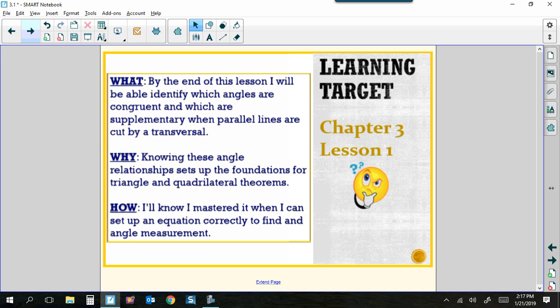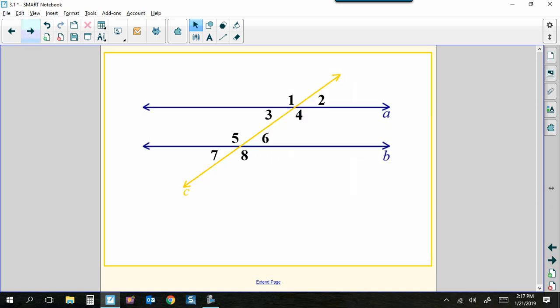All right, well, let's go ahead and get started. So the first thing, we gave you a big picture of lines A, B, and C. Go ahead and number your angles as we have them on here. There's some critical information about these that we want to discuss with you. If you need to pause to fill in your numbers, go ahead.